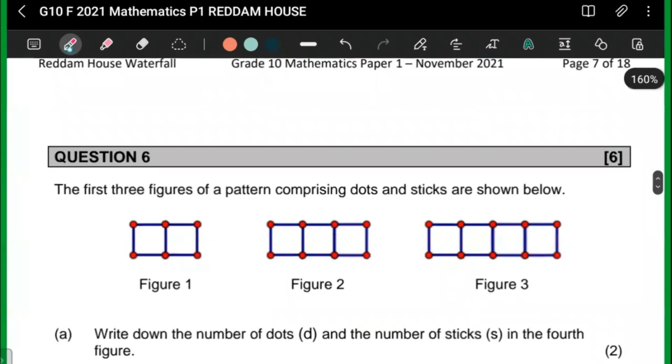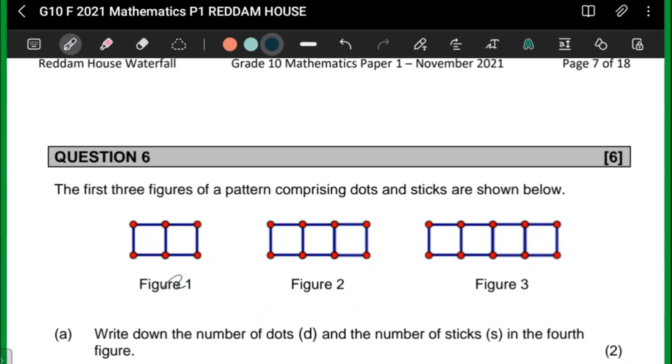Question 6. It's a number pattern question. Now it says here, the first 3 figures of a pattern comprising dots and sticks are shown below. So they said here, figure number 1 has how many sticks? 1, 2, 3, 4, 5, 6, 7. Here it is 1, 2, 3, 4, 5, 6, 7, 8, 9, 10.